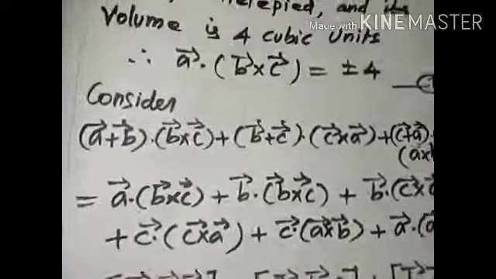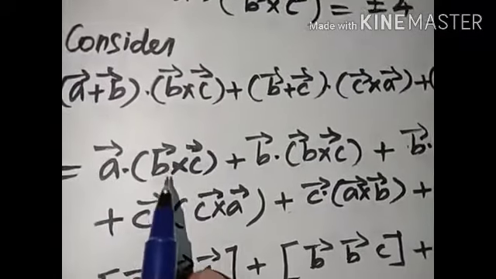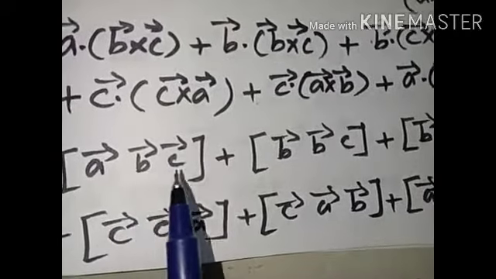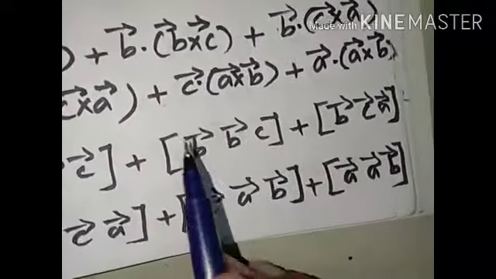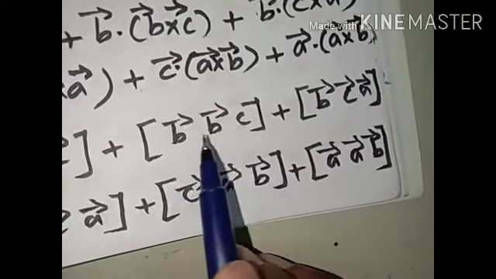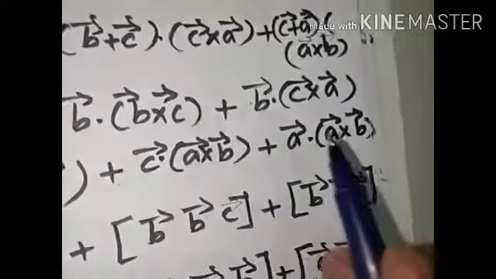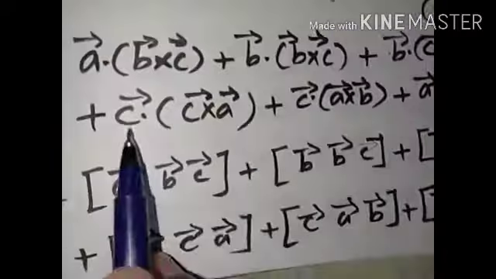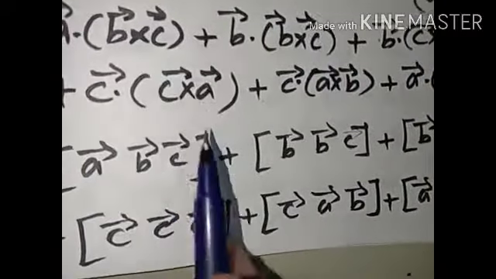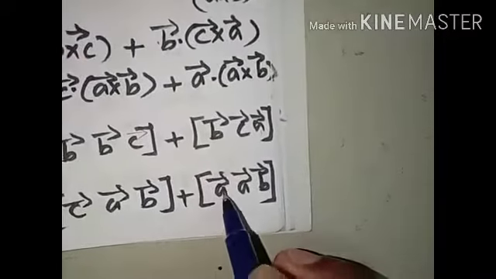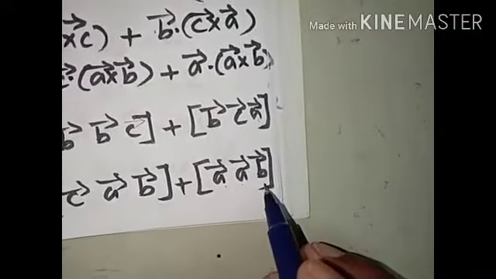So a dot b cross c equals the box product [a b c], which is a scalar value. Then b dot b cross c equals [b b c], plus [b c a], then [c c a], then [c a b], then [a a b].